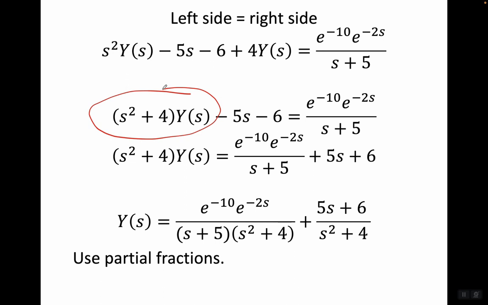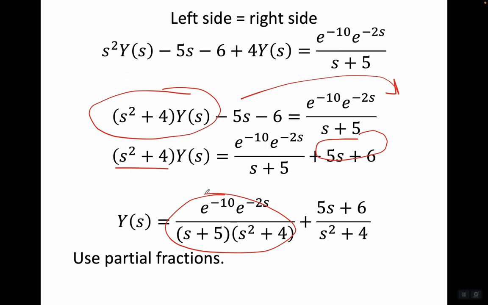Okay, we can pull the negative 5s minus 6 to the other side, and we end up with this over here. Divide both sides by s squared plus 4, and we get Y of s equals e to the negative 10, e to the negative 2s over (s plus 5)(s squared plus 4), plus (5s plus 6) over s squared plus 4. And we can break this up using partial fractions. Then we can use the inverse Laplace transform. Recall partial fractions from Calculus 2.